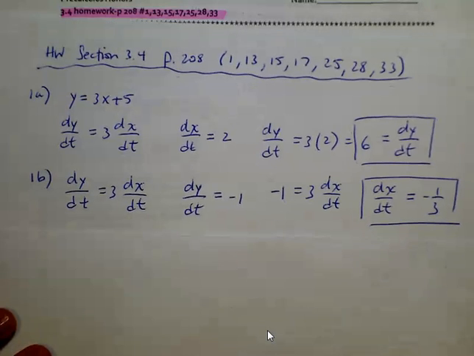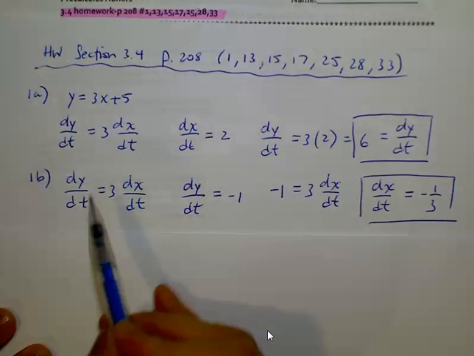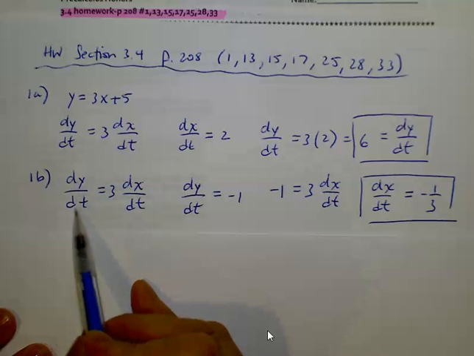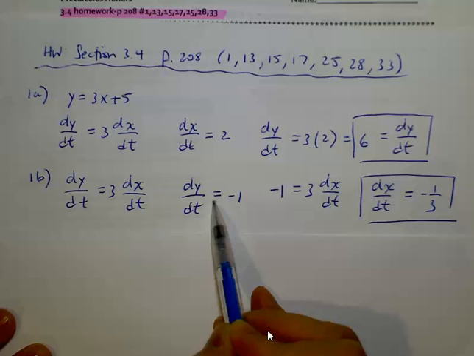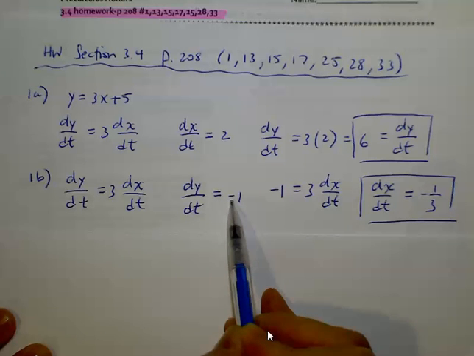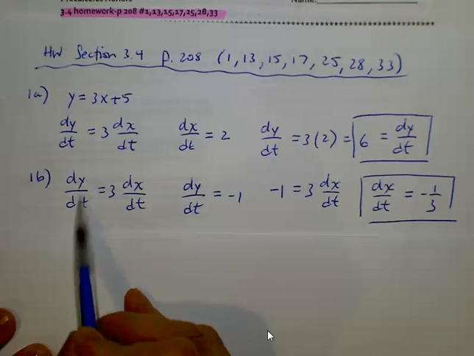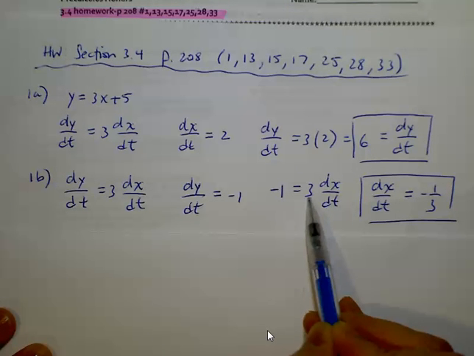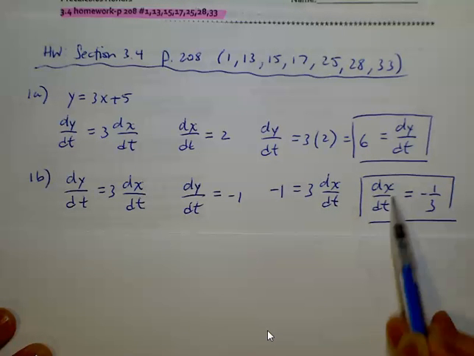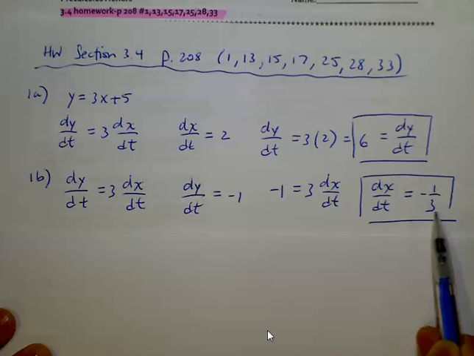The second part of this, I'll use the same derivative, so dy/dt is equal to 3 dx/dt, and this time dy/dt is given as negative 1, so I substitute negative 1 in for dy/dt in this equation. So you get negative 1 is equal to 3 dx/dt, so dx/dt is equal to negative 1/3.